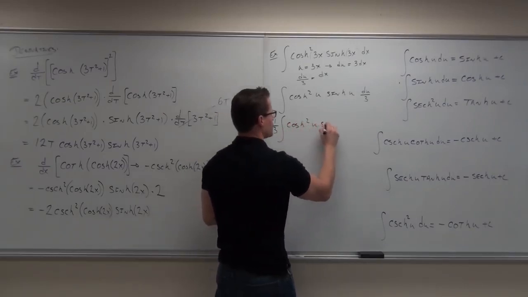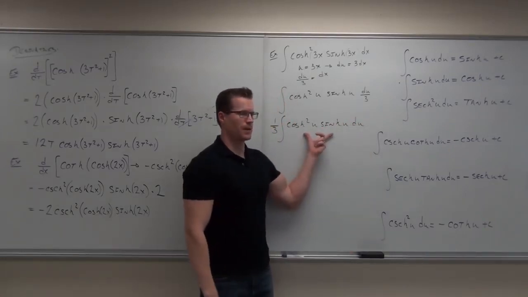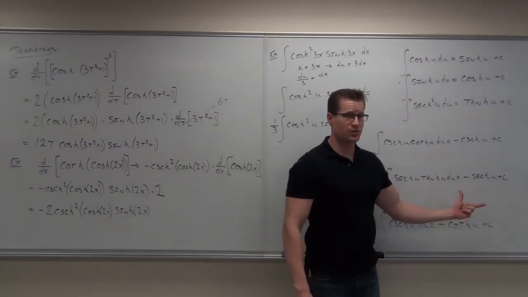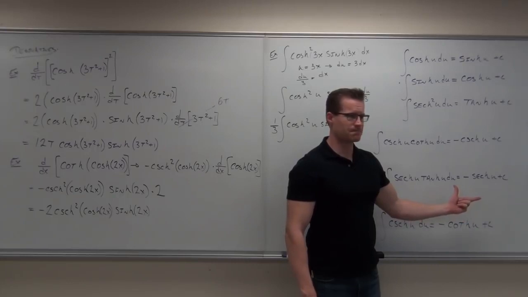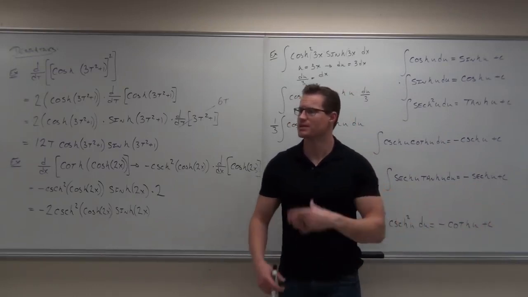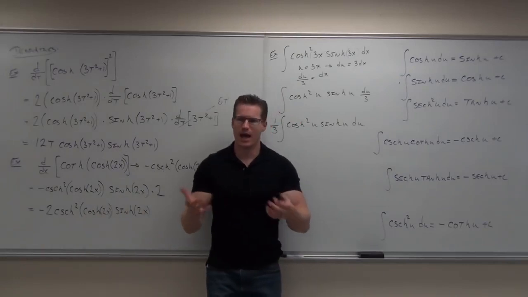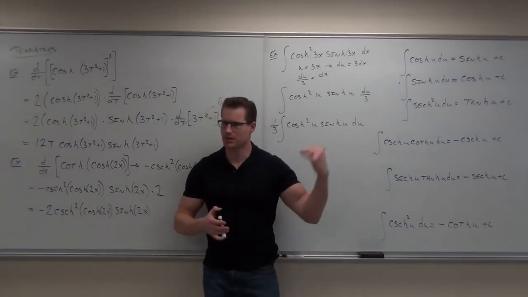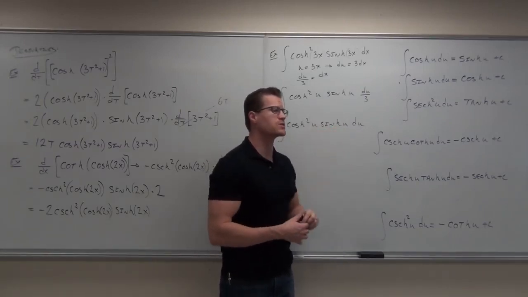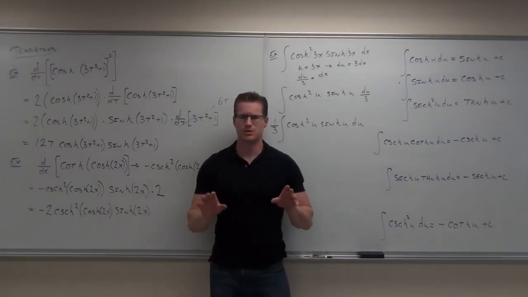cosh squared u sinh u du. Now, does this look exactly like one of these? No. Then what are you going to have to use? Substitution. What do you use in integrals when it doesn't look exactly the same? You use substitution. So it's going to be a double substitution here, okay? There's no identity that lets you put these together in any fashion, so you need a substitution. Now, substitutions work this way. Listen carefully, please.